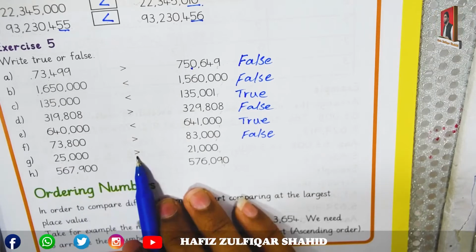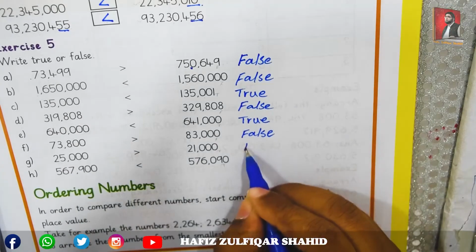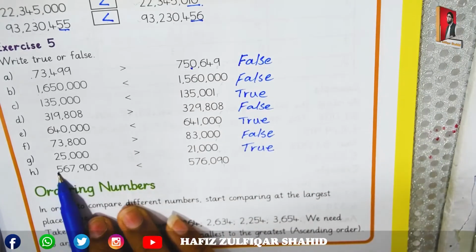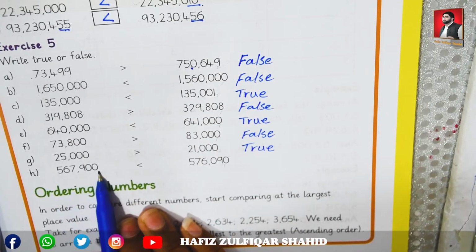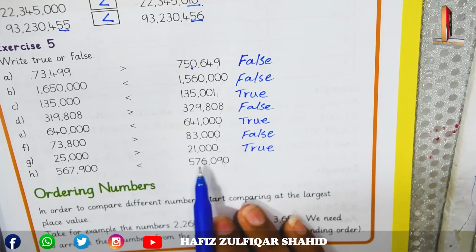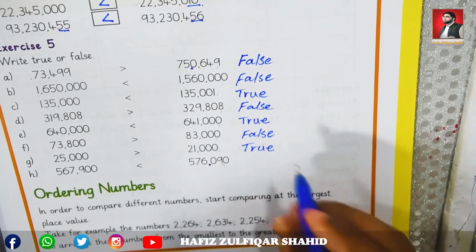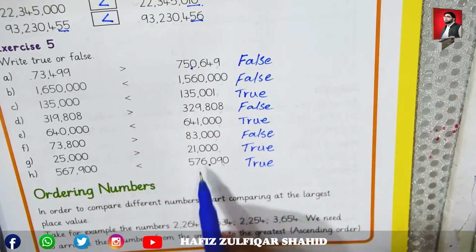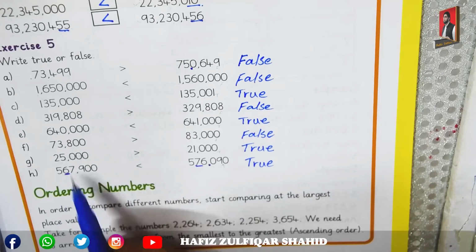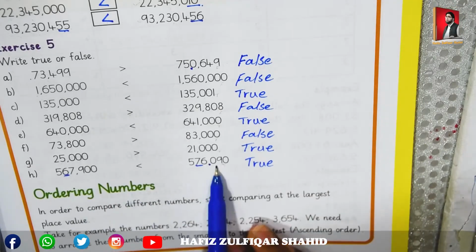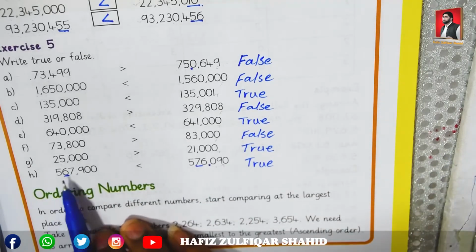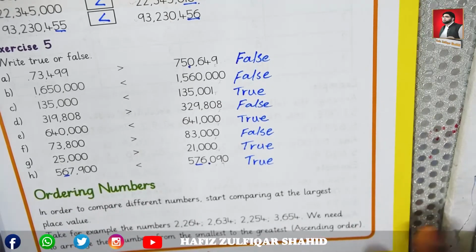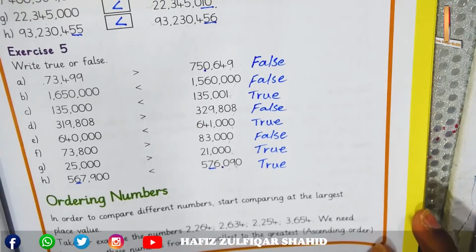25,000 is greater than 21,000. Yes, it is true. 567,900 is less than 576,090. Yes, it is true. You can see that here we have 76,000, here we have 67. It means this value is greater than the first one. So we have done our exercise 5.